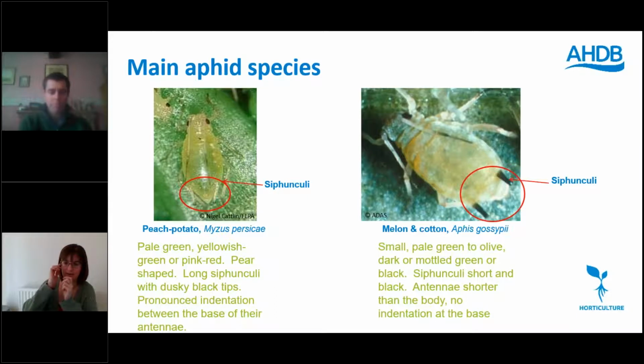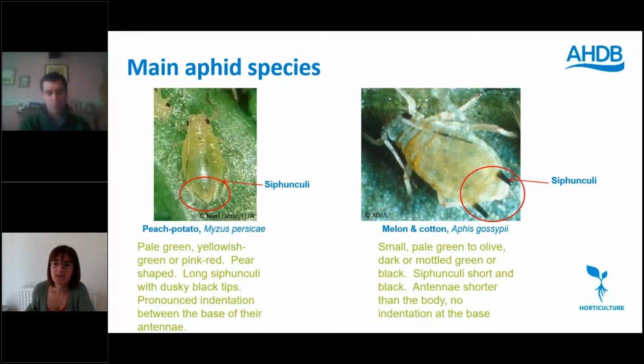Secondly, we have the melon and cotton aphid, Aphis gossypii. You can see straight away how different this one is to the peach potato aphid. Whereas peach potato is a nice green colour and quite shiny, this one doesn't have a shiny appearance to it and is quite matte in colour. Again, these can alter in their colours, pale green to olive, dark, mottled green, or even black.